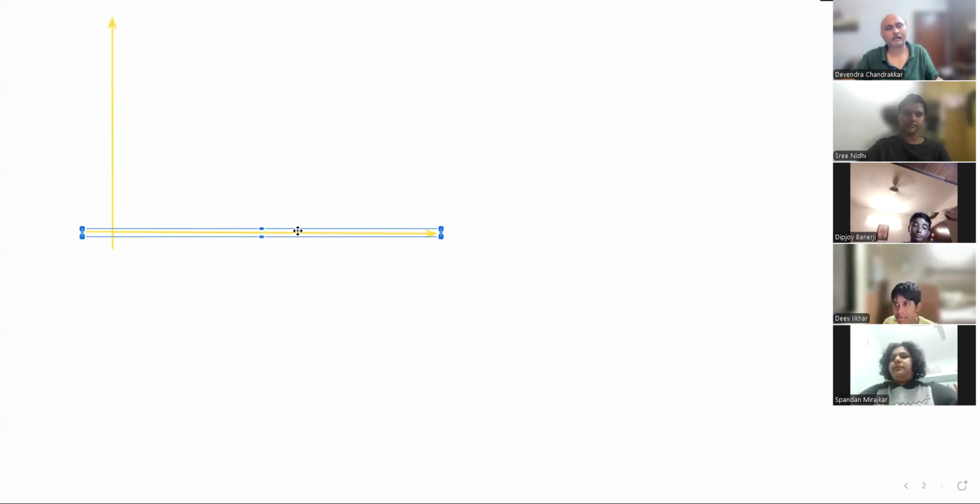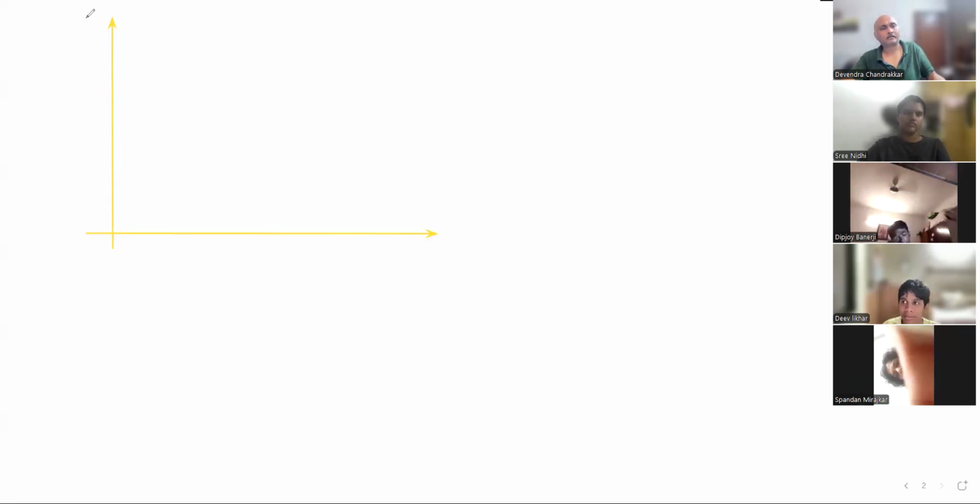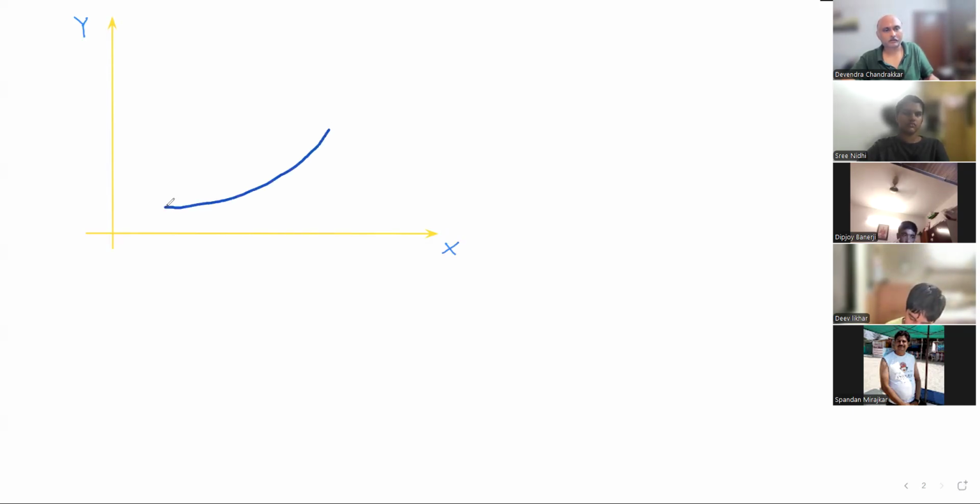What I am doing here is I am drawing a xy axis. This is the xy plane which we have, and I draw a curve here. Okay, this is some y which is a function of x. Clear? And I take 2 points on this curve. I take two different points on this curve. Let's say this is point P, this is point Q.